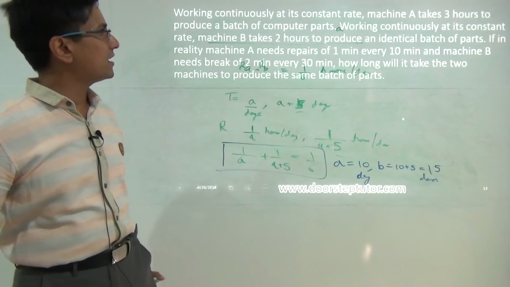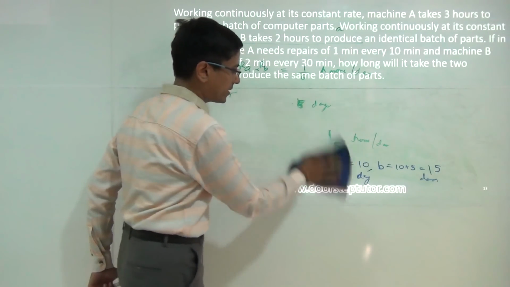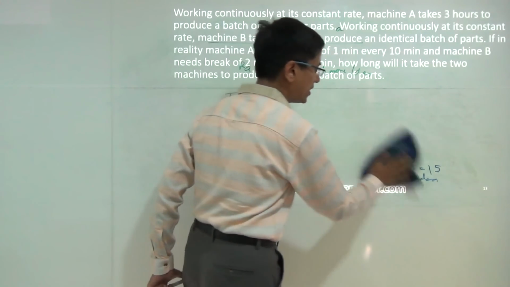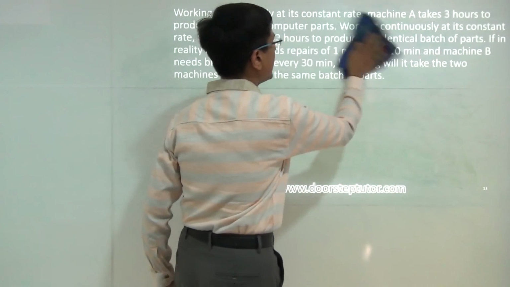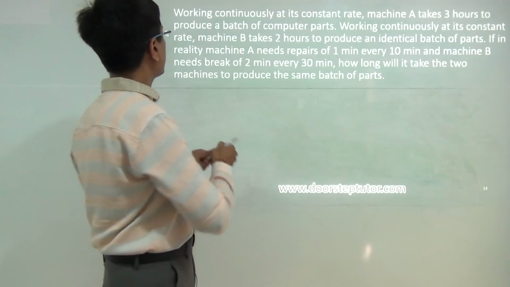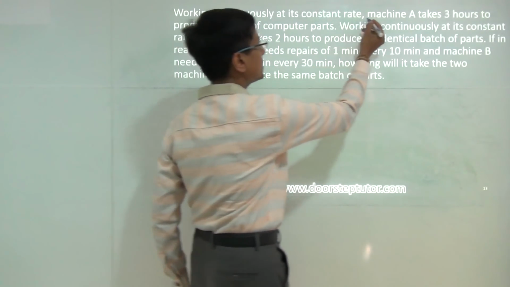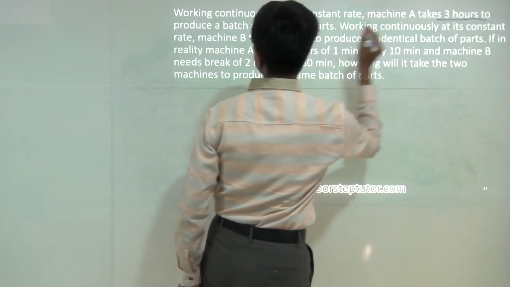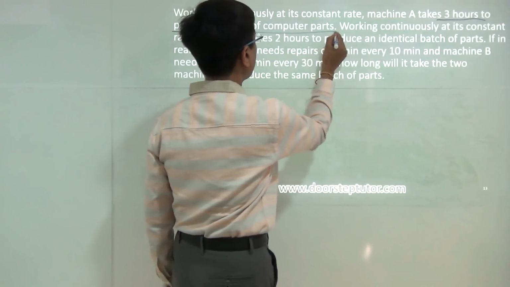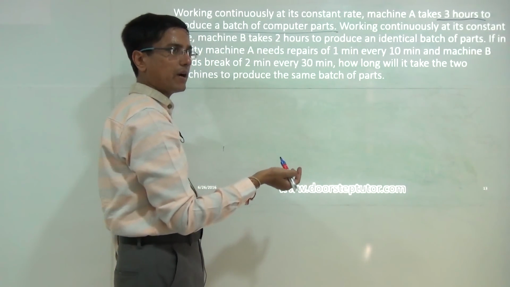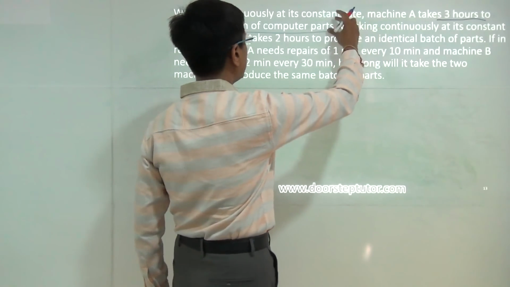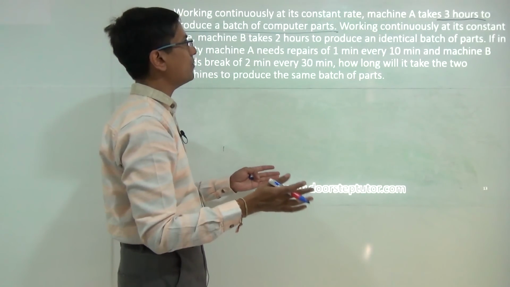Now this is another problem. I'm not going to solve it, but I have kept it here just to illustrate a concept. In some problems, you are given a rate. Working continuously at its constant rate, a machine takes 3 hours to produce a batch of computer parts. So this is a rate: 3 hours to do a certain amount of work.